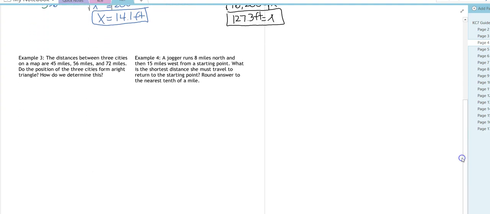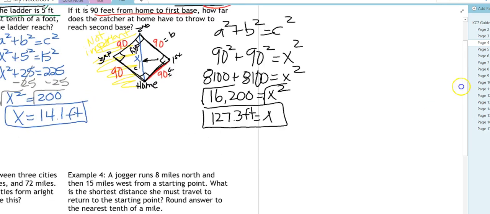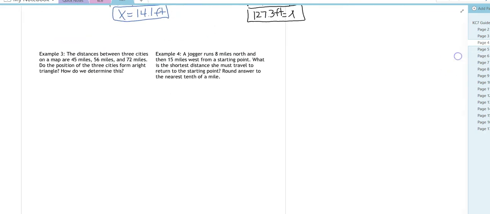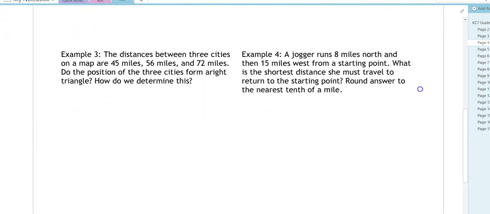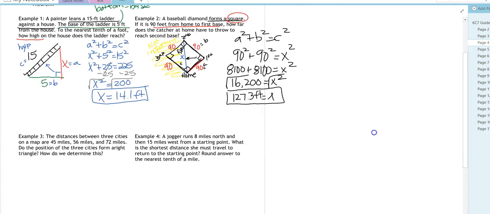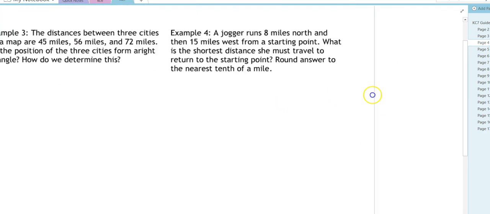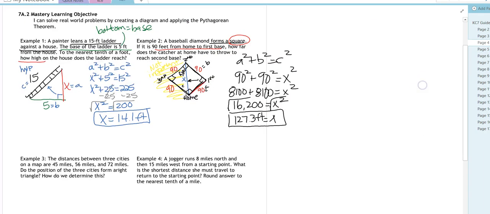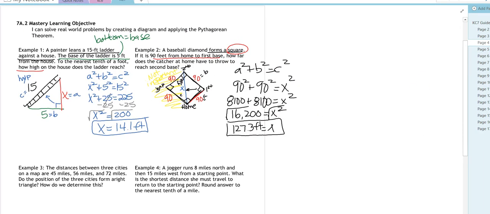All right, looking at example number 3, we have the distance between 3 cities on a map are 45 miles, 56 miles, and 72 miles. Do the positions form a right triangle?